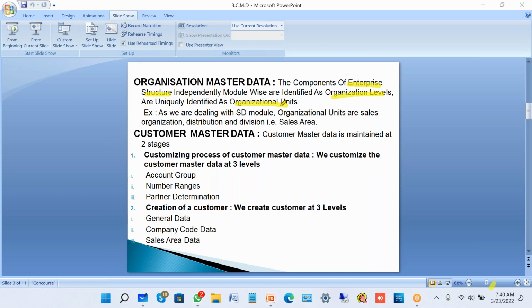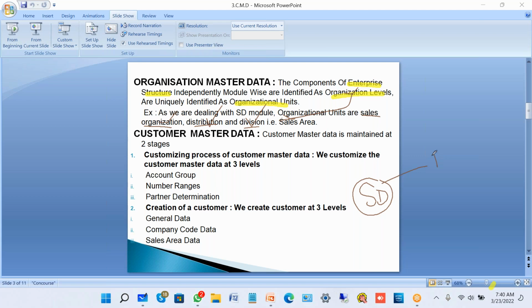See, you all are here to learn the module SD. Yes, I teach SD and you're learning SD, fine. But you're customizing the SD organization levels. So for example, sales organization, distribution channel, division, they all are SD organization levels. Independently, division is a unit, distribution channel is a unit, sales organization is a unit. All units put together, it is recognized as organization levels of SD.